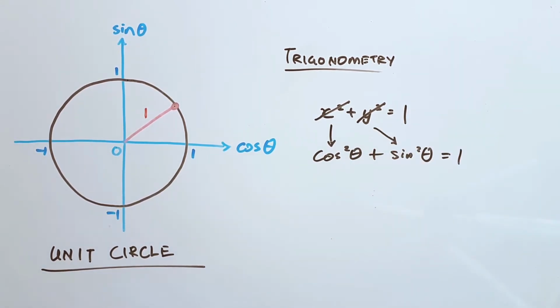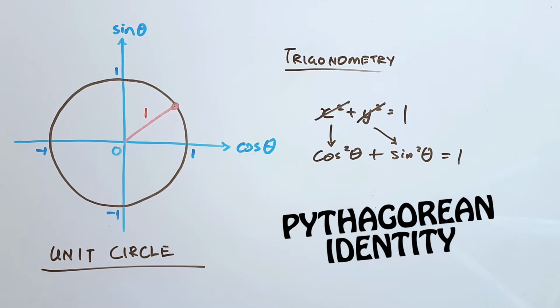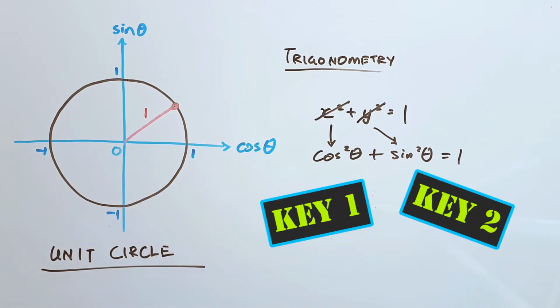This equation is known as the Pythagorean identity, and today we're using this along with two key pieces of information to find the value of cos theta, given that sine theta is 0.6.